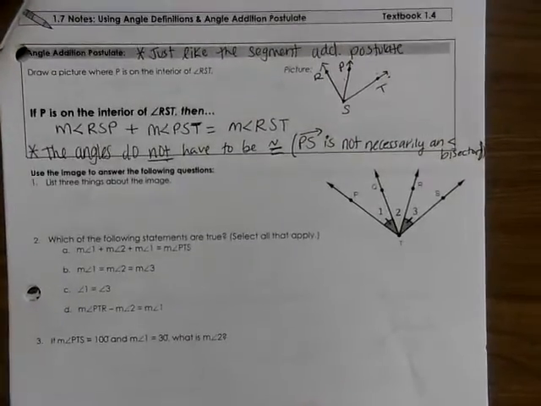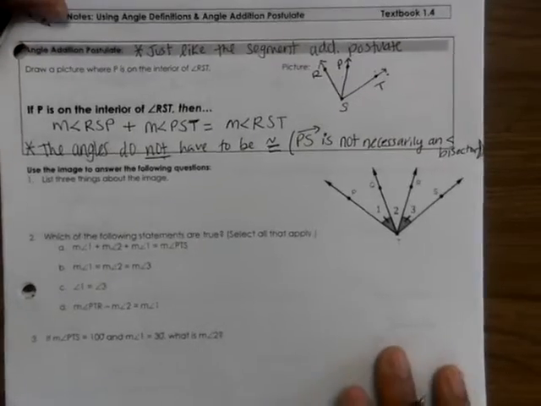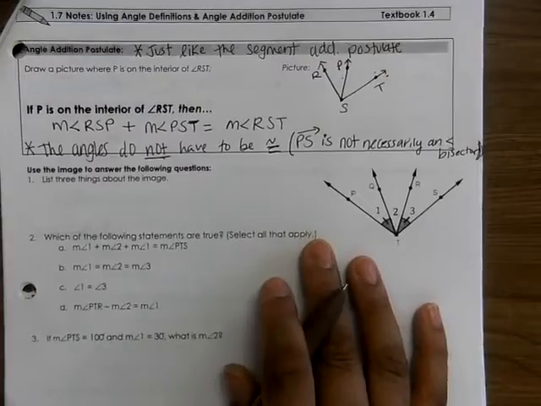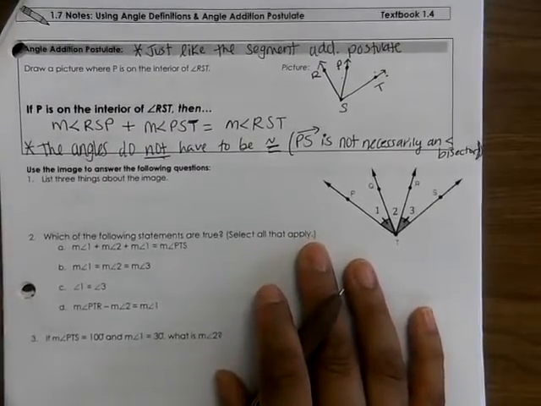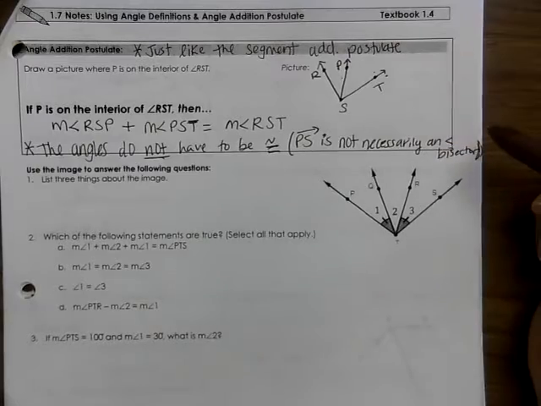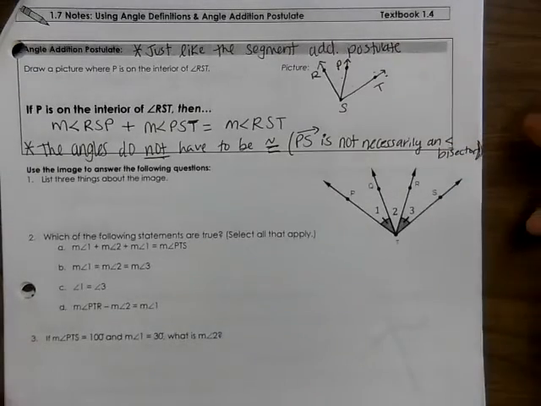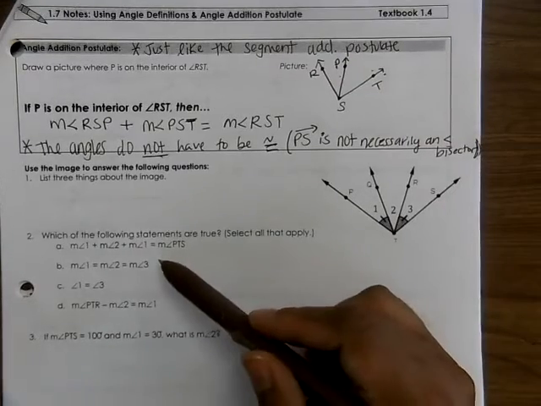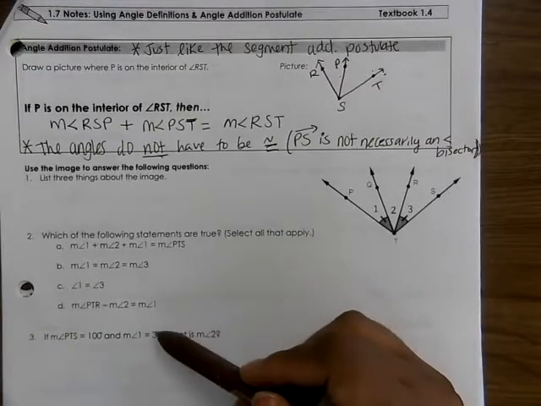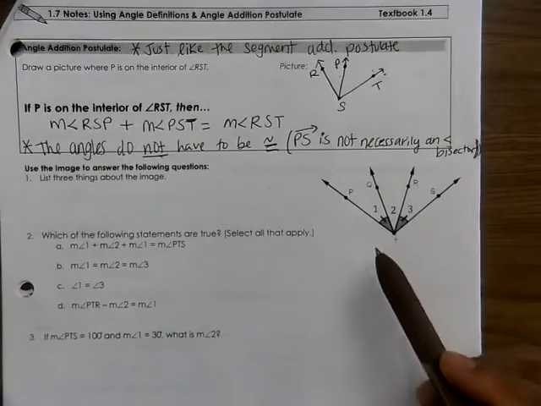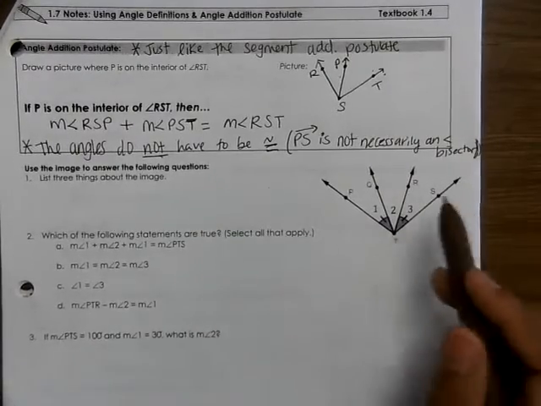Okay, so use the image to answer the following questions. We have this image here. You want to list 3 things about this image. I could list way more than 3 things. I'm going to point out a few things, and then we're going to walk through these different statements to see if they are true or not, to really understand this picture in more detail. You could label or list other things that I don't have.